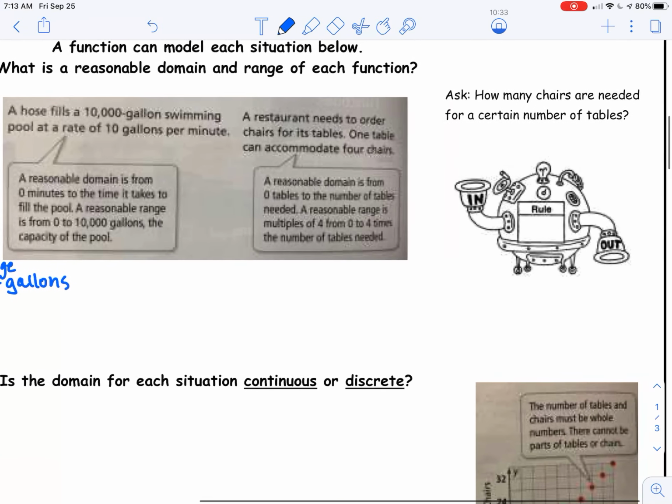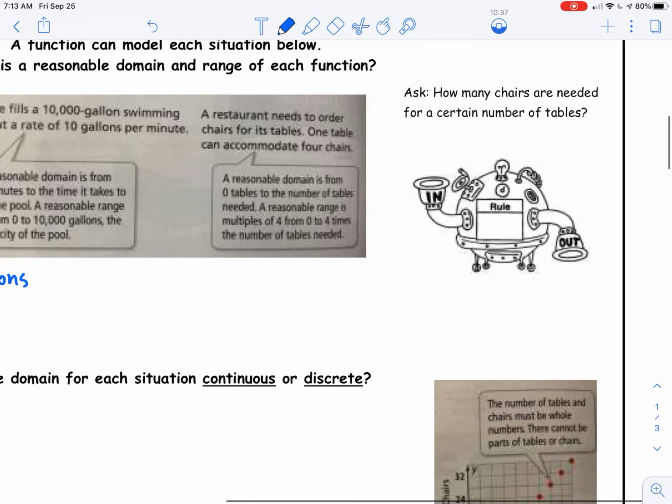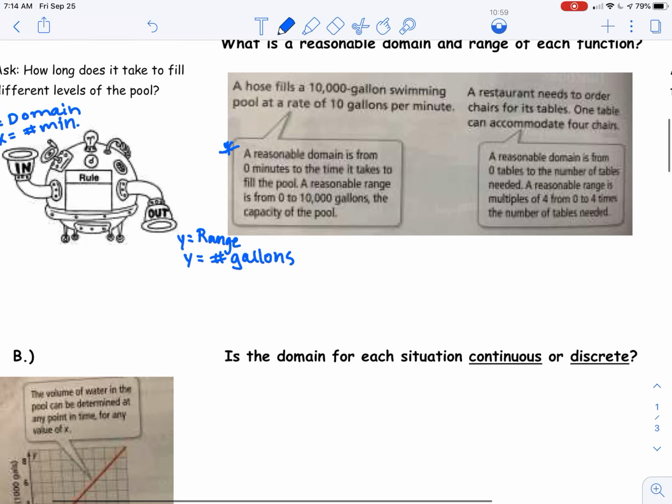Now let's go over here and look at this one. Here we have a restaurant that needs to order chairs for its tables. We know that one table can accommodate 4 chairs. What is a reasonable domain here? Oh, let me go back over here. I'm sorry. So we wanted to talk about what a reasonable domain is here. So look down here, I failed to read this to you. I want to make sure I read this part to you here.